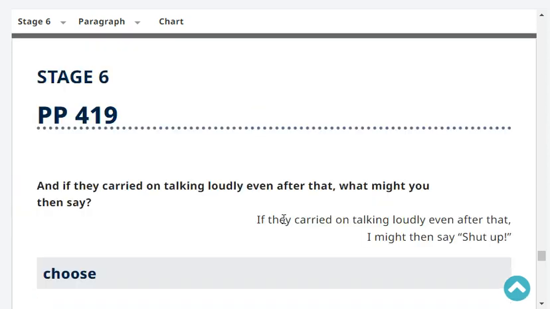And if they carried on talking loudly even after that, what might you then say? If they carried on talking loudly even after that, I might then say shut up.